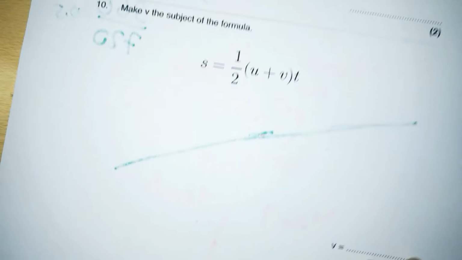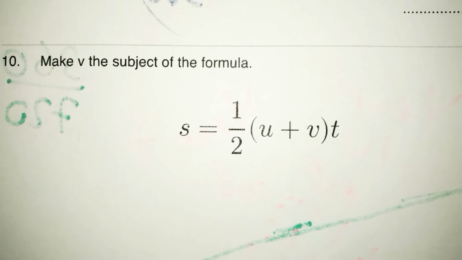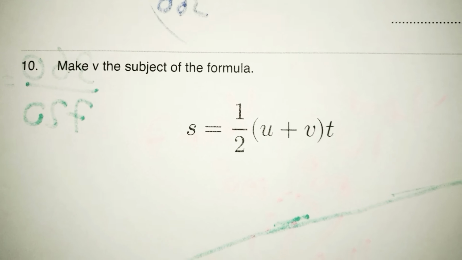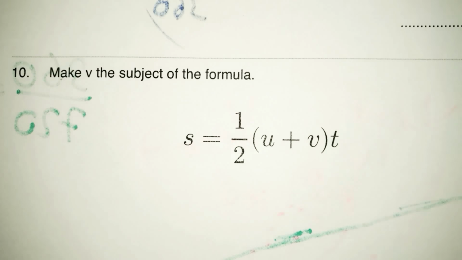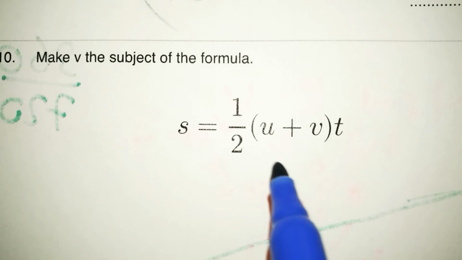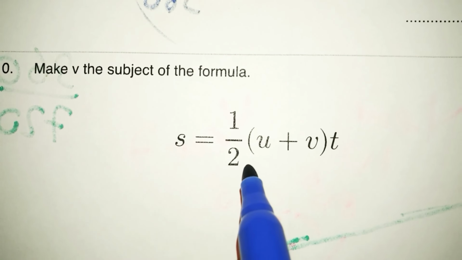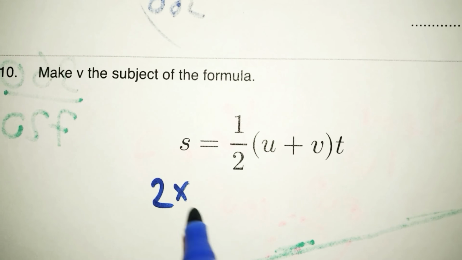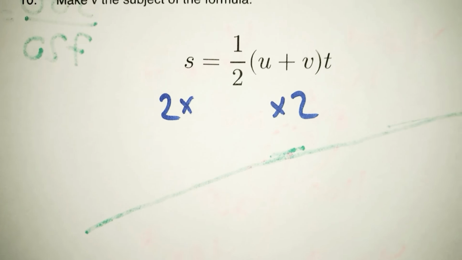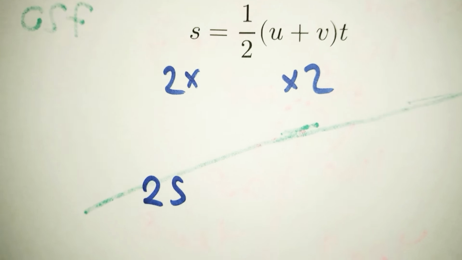And then for this question, you need to make v the subject of the formula. This is one of the typical questions you may always get. When they divide, remember I need to work inversely. If they divide, I multiply. So if you multiply everything by 2, what will be the next step? It will be 2 times s. You will have 2s in your hand.